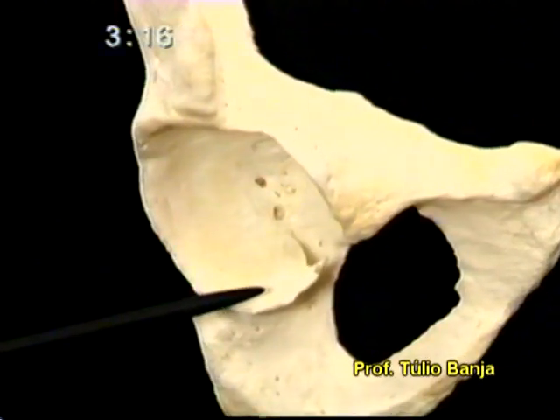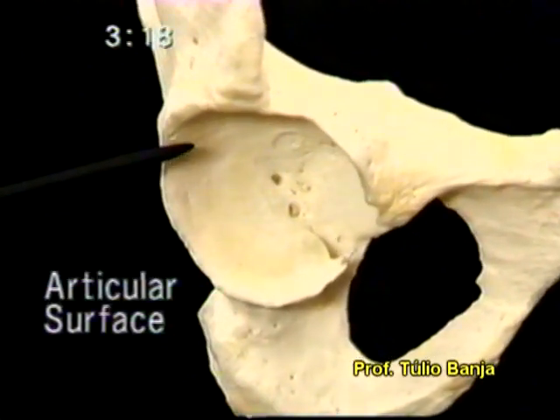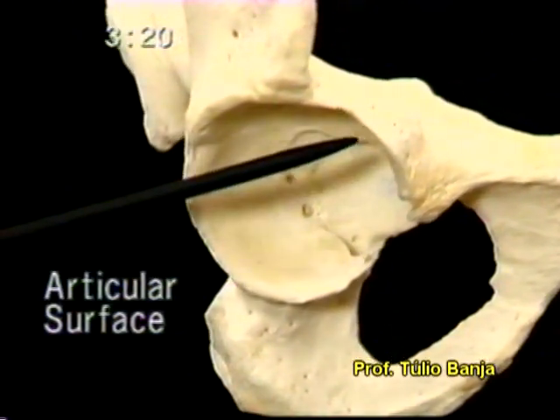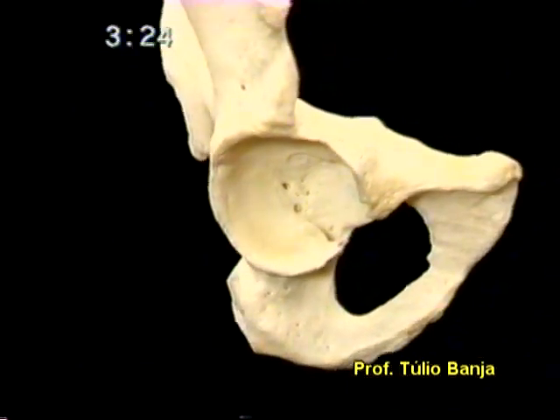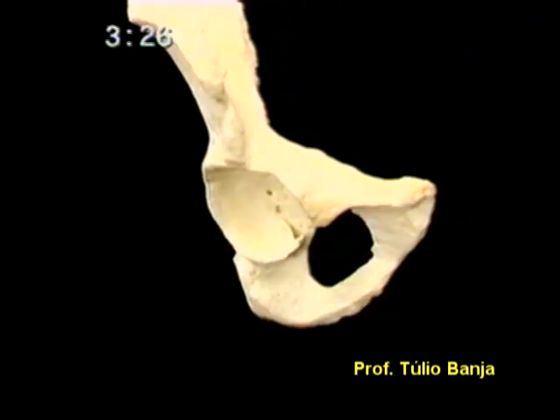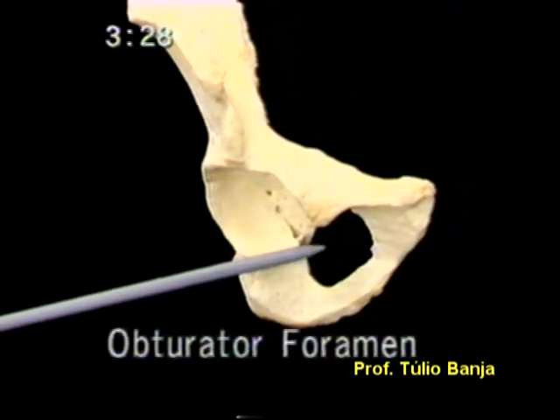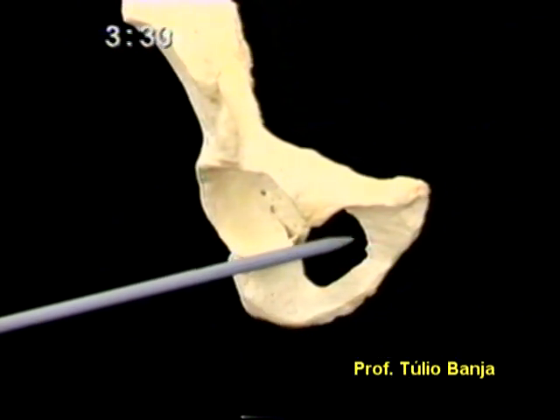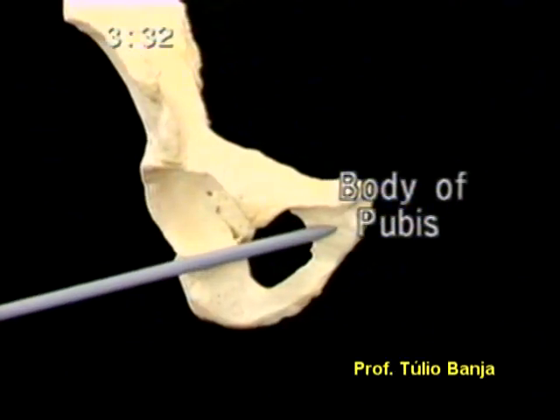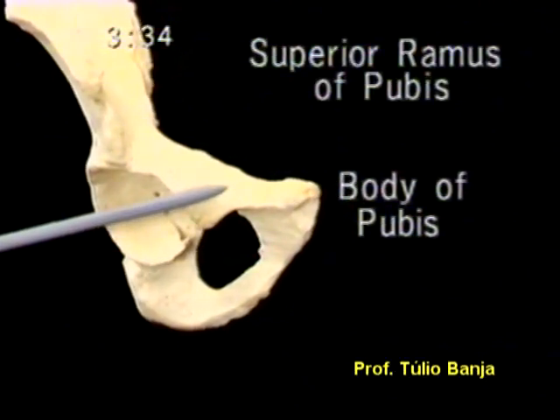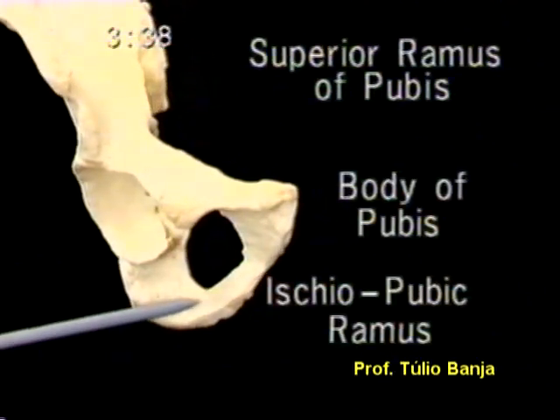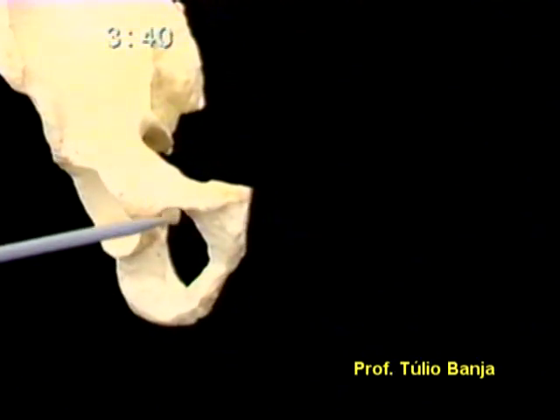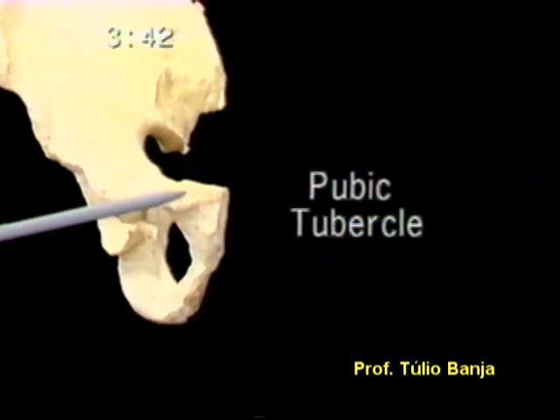This broad, smooth area is the articular surface. We'll see it again in a minute with the articular cartilage intact. The big hole in the lower part of the hip bone is the obturator foramen. This is the body of the pubis, this is the superior ramus of the pubis, and this is the ischiopubic ramus. This prominence is the pubic tubercle, to which the inguinal ligament is attached.